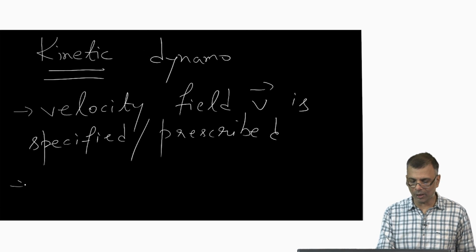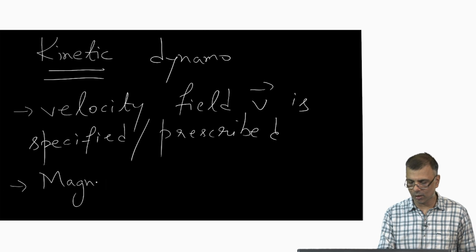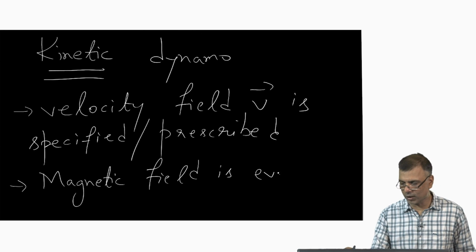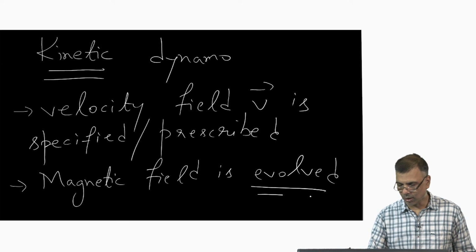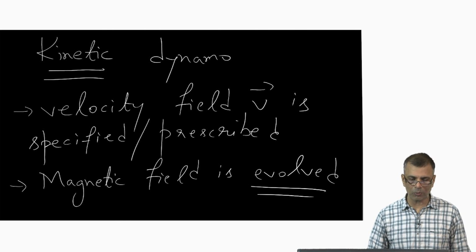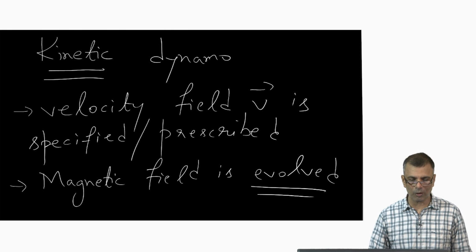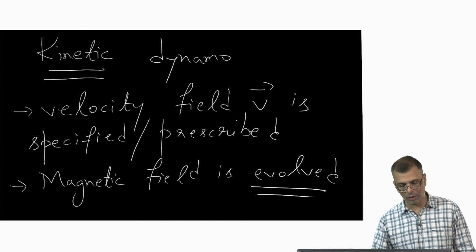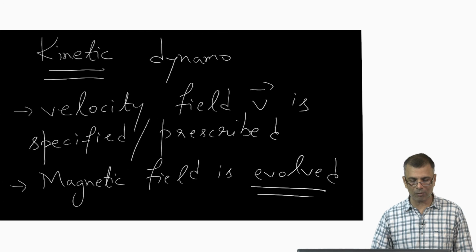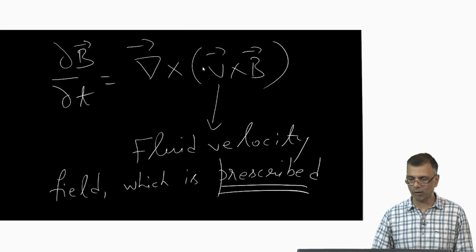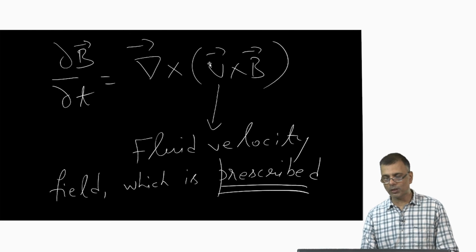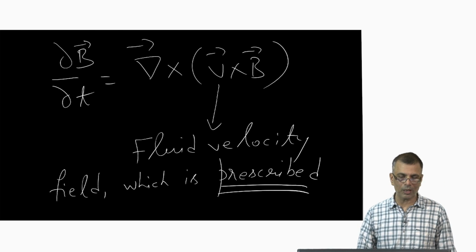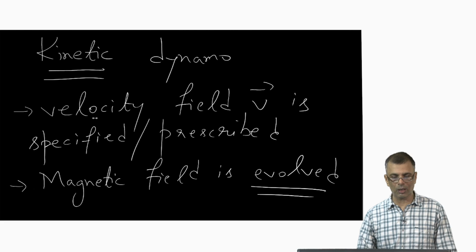Okay, and the magnetic field is evolved in time, and we know very well, this is what we've been talking about for a long time now. What is the one equation that tells you how the magnetic field evolves in time in response to a given prescribed velocity field? The magnetic induction equation. You prescribe a certain velocity field, and then you see how the magnetic field is evolved. So this is at the heart of this approach called a kinetic dynamo.